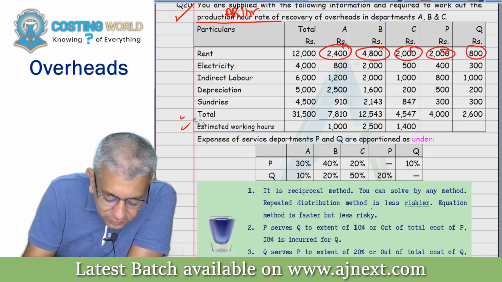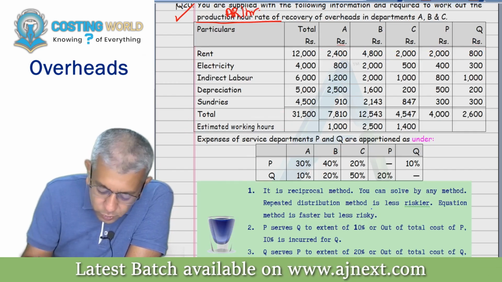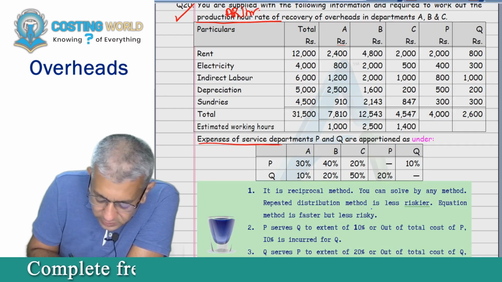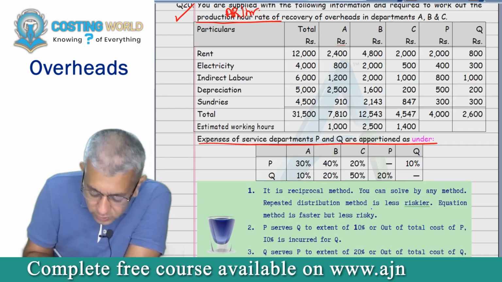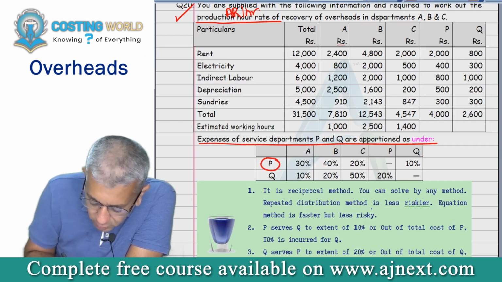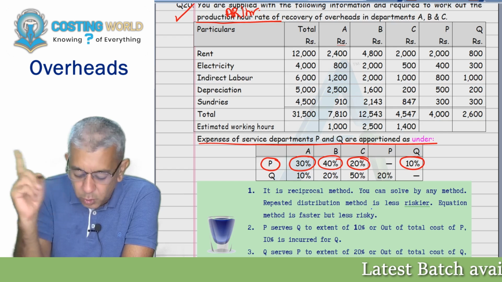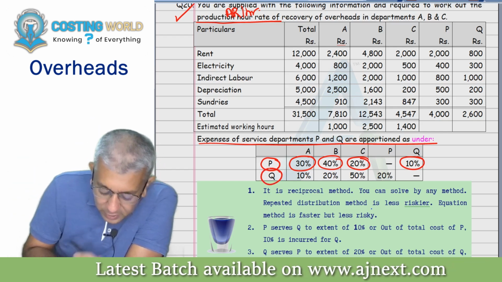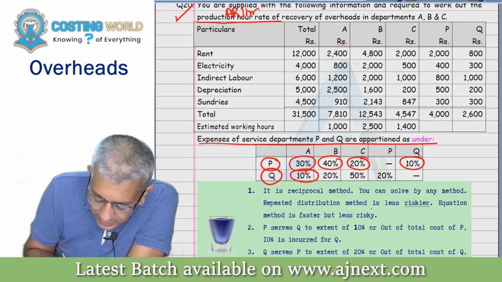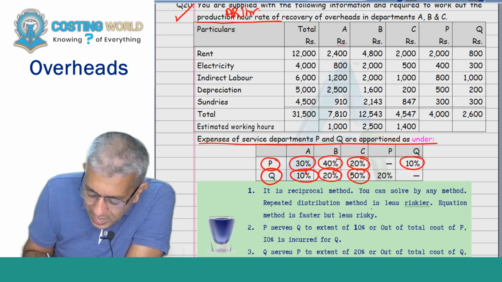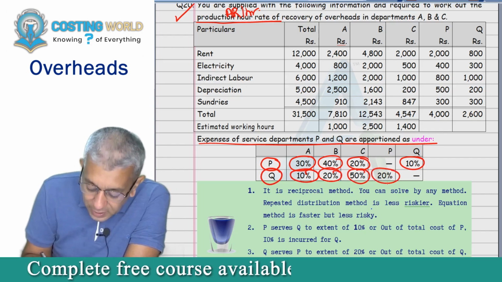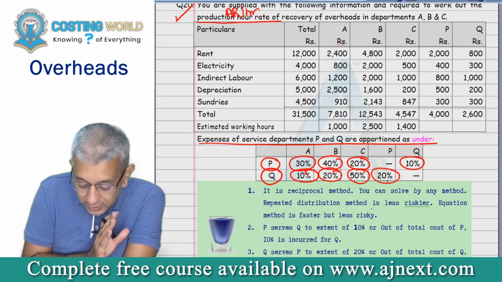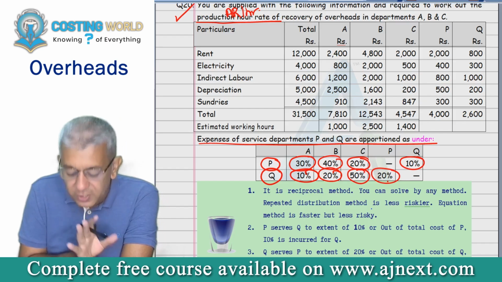So now if you try to be seeing, now this part. Expenses of the service departments P and Q are apportioned as follows. See. P's cost you have to divide among A, B, C and Q. In what ratio? 3, 4 to 1. And department Q's cost you have to divide among A, B, C and Q, and P. In what ratio? 10 is to 20 is to 50 is to 20.